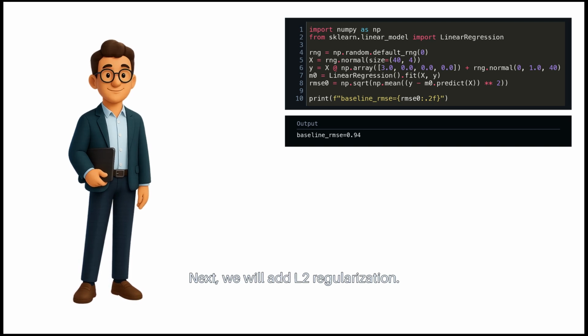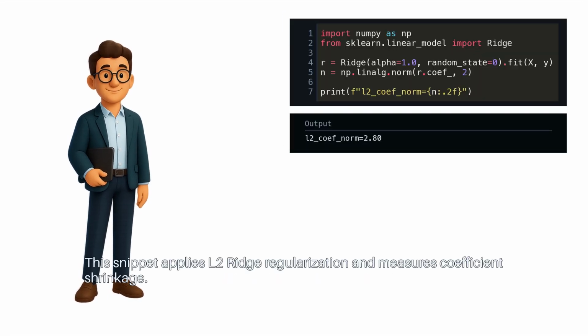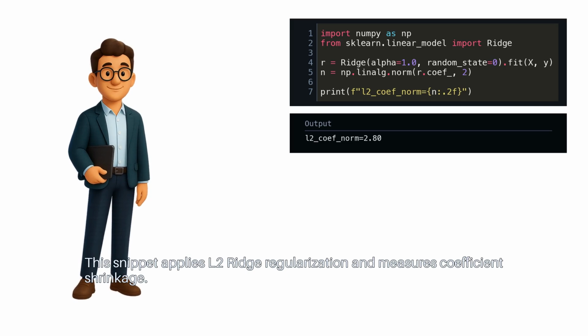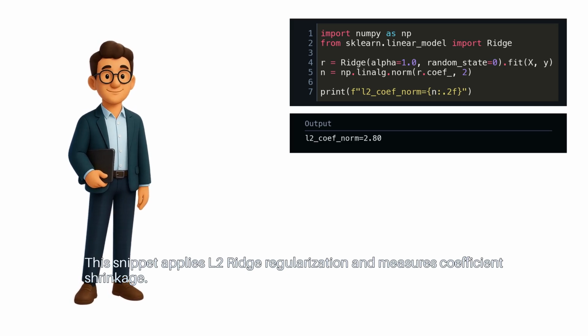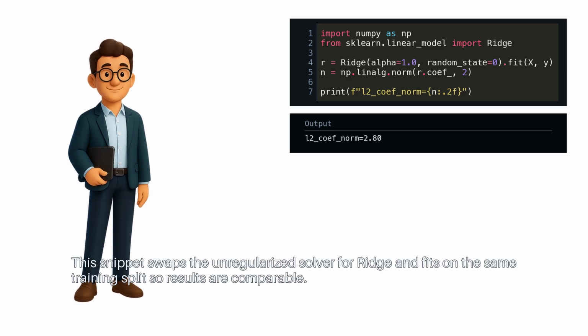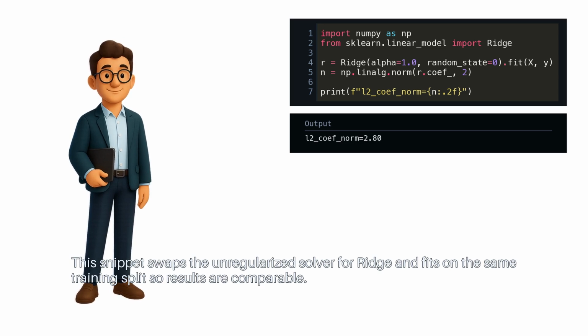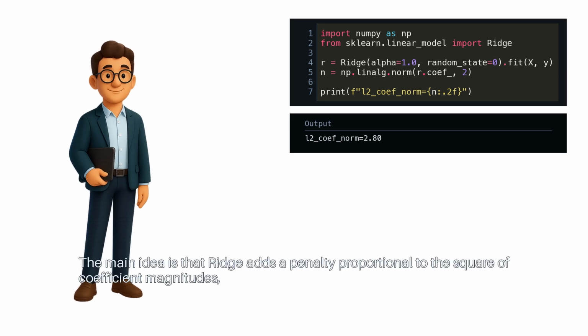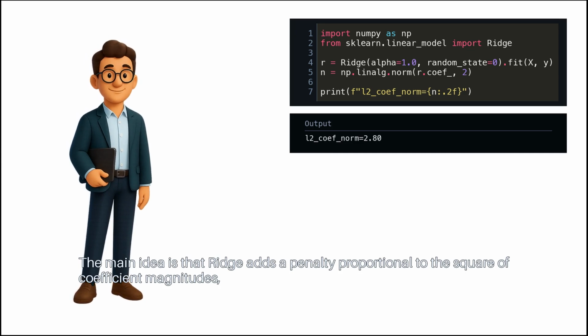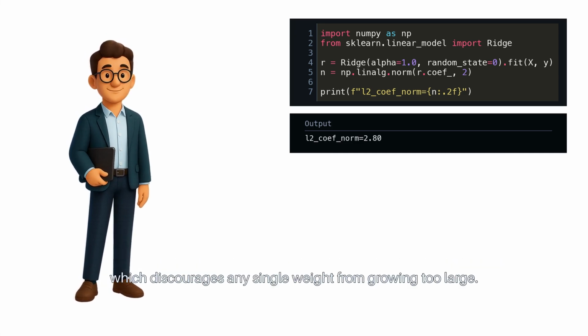Next, we will add L2 regularization. This snippet applies L2 ridge regularization and measures coefficient shrinkage. This snippet swaps the unregularized solver for ridge and fits on the same training split, so results are comparable. The main idea is that ridge adds a penalty proportional to the square of coefficient magnitudes, which discourages any single weight from growing too large.